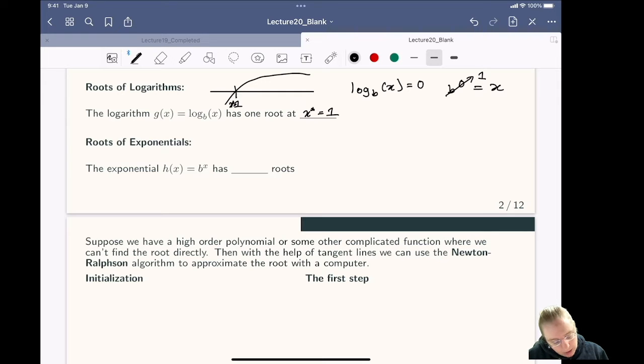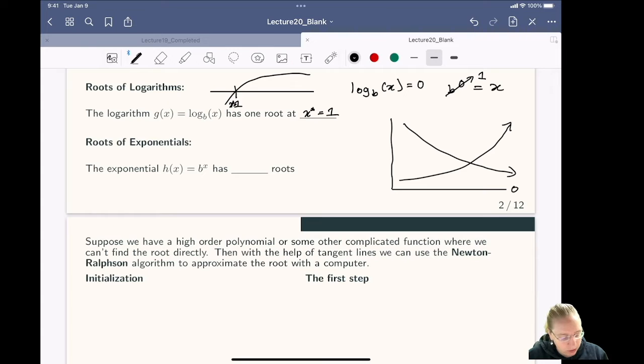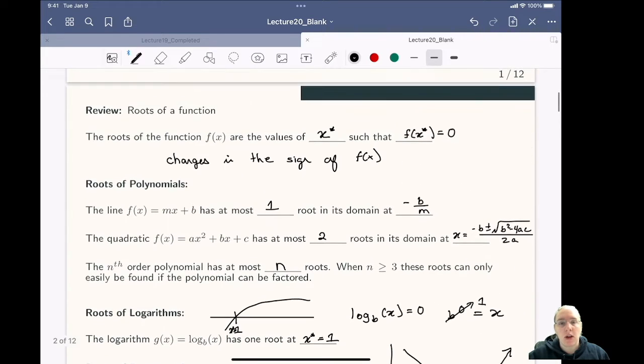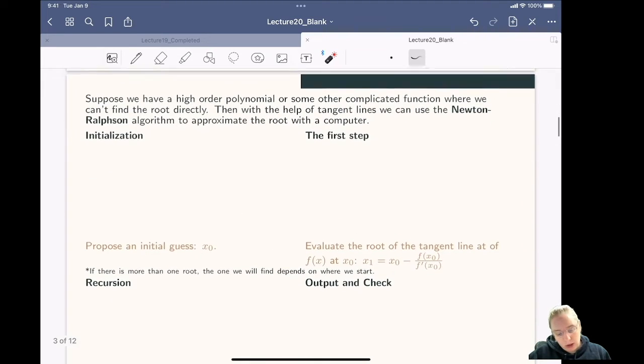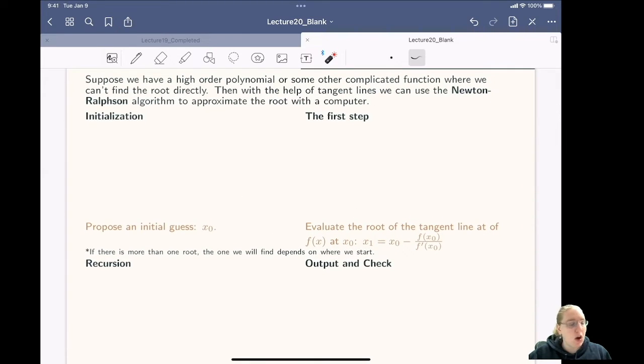What about an exponential function with base b? Well, we know that exponential functions either grow or they decay, and they get closer or further away from 0, but they never cross 0, so they have 0 roots. All right, so those are the roots of biological functions, and in the case where you have a higher order polynomial, you may or may not be able to solve for those roots mathematically. So suppose that you have a higher order polynomial, some complicated function, and you want to find the roots. How do we find the roots of those functions?